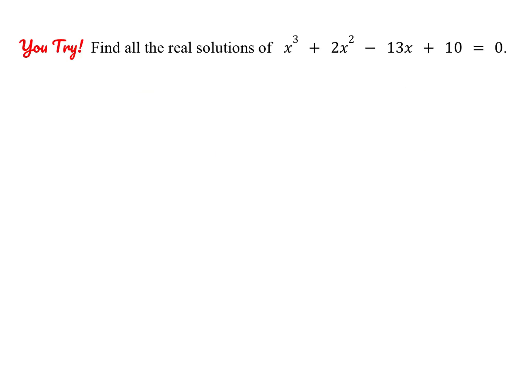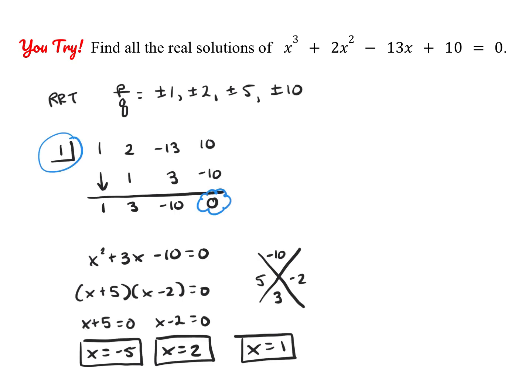All right, here I have one for you to try on your own, so please pause the video and give it a shot. Alrighty, so here you can see the list of possible answers that I created using the rational root theorem. So this is all of the possible factors of 10 over all of the factors of 1. So I tried x equals 1, and we got that remainder of 0, meaning it's a solution. Then the remaining polynomial is x squared plus 3x minus 10. So I set that equal to 0, and I solved by factoring. So I got 2 more solutions. I got negative 5 and 2, and then 1 is also a solution. So make sure you list all 3.